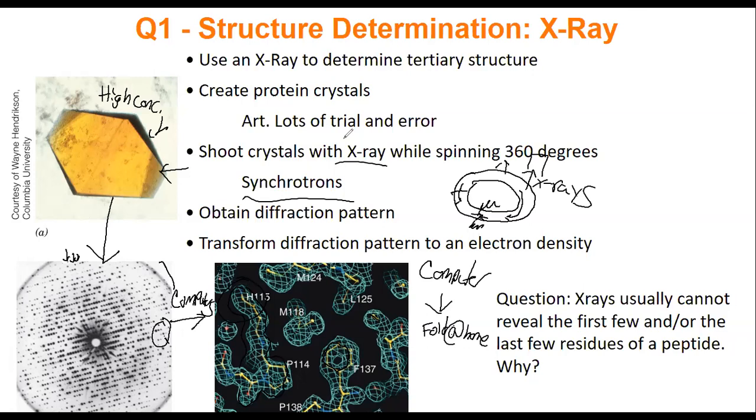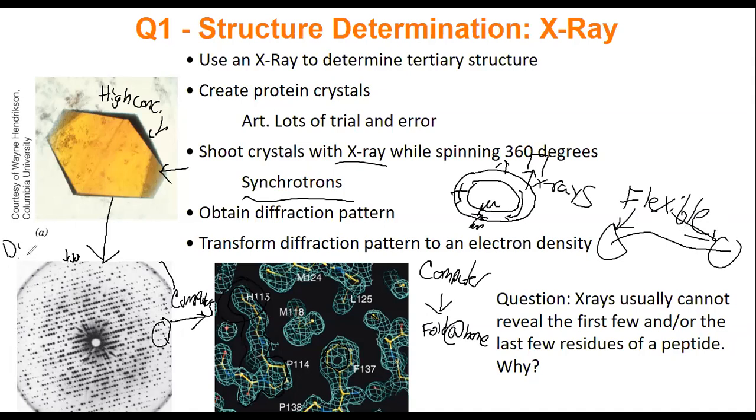And so I have a question here. I'll just answer it because we're running a little long. So when you get an X-ray structure, if this is my peptide, usually you cannot see the N and C termini. They never appear in your structure. And the reason why is that the N and C termini are very flexible.